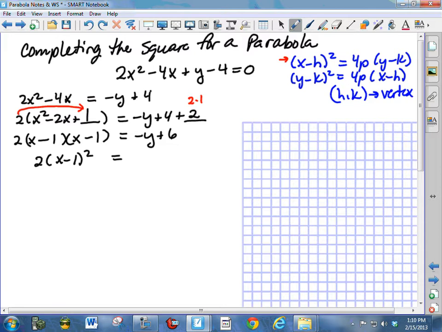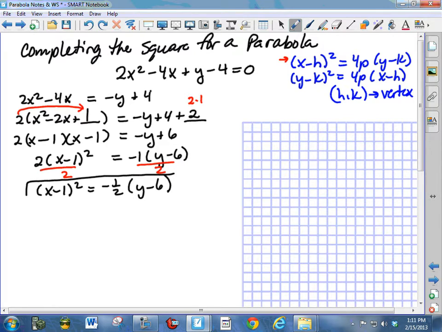On the right-hand side, notice I want a 4p times in parentheses (y minus k). So this has to be just a positive 1y, so I'm going to have to factor out a negative 1, which would leave y minus 6 in the parentheses. And then I have to deal with the fact that I have a coefficient on the left-hand side. I shouldn't have a coefficient on the left-hand side, so I have to divide both sides by 2. And that leaves me then finally with (x minus 1) squared is equal to negative 1/2 times (y minus 6). So this is the final form of my answer in standard form for graphing.